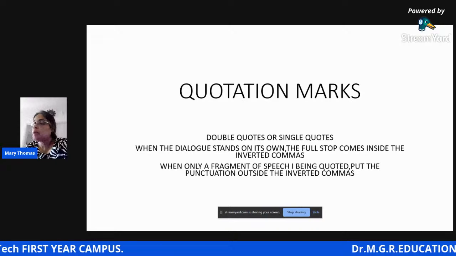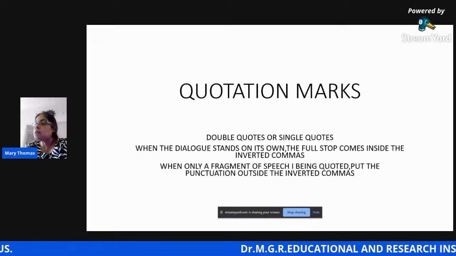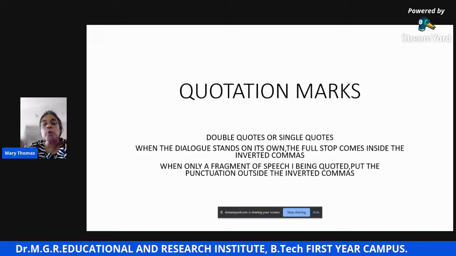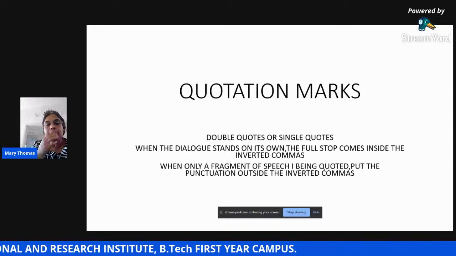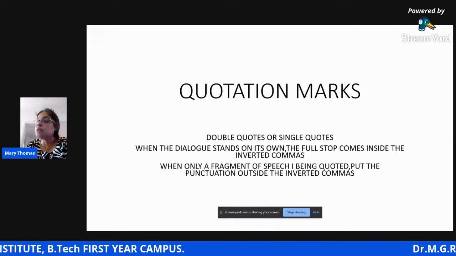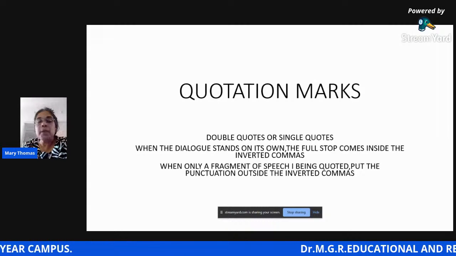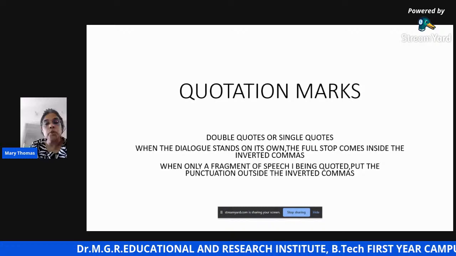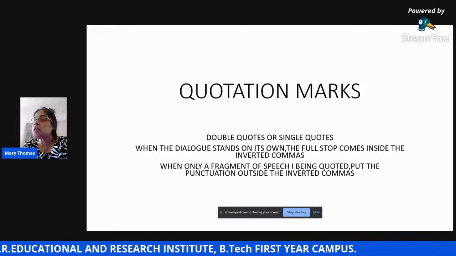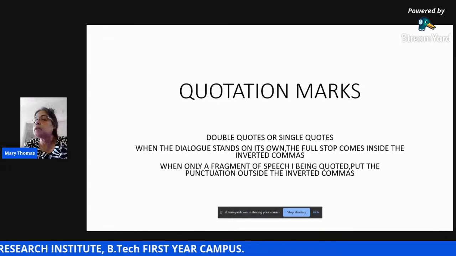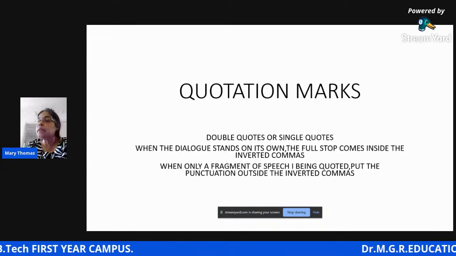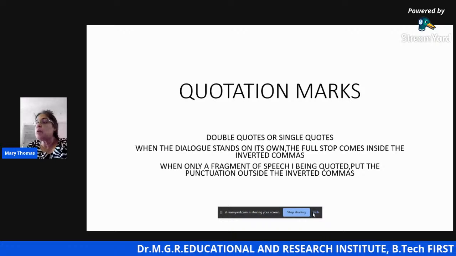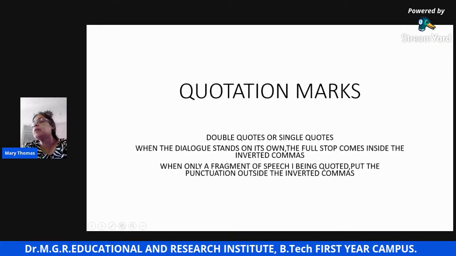So when the dialogue stands on its own, the full stop comes inside the inverted comma. That's what you have to remember. That's always a confusion when we write. Where will the full stop come? When we write a quotation, we put quotation marks. For direct speech, we have to use a quotation mark. When the dialogue stands on its own, the full stop comes inside the inverted comma. But when only a fragment of speech is being quoted, we put the punctuation mark outside the inverted comma.